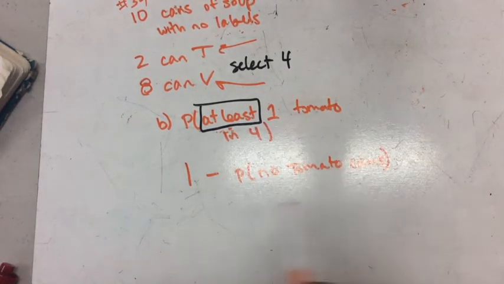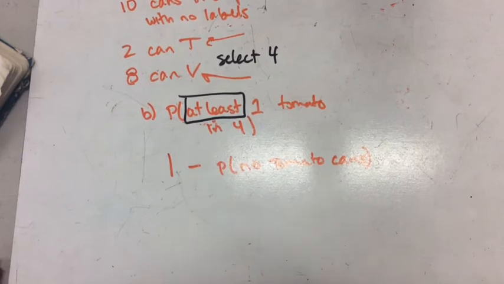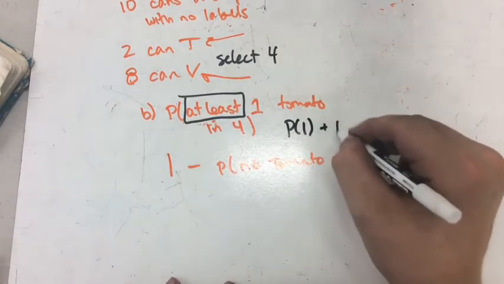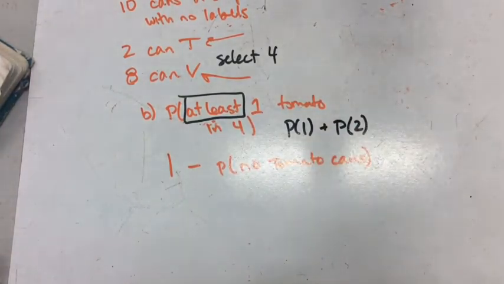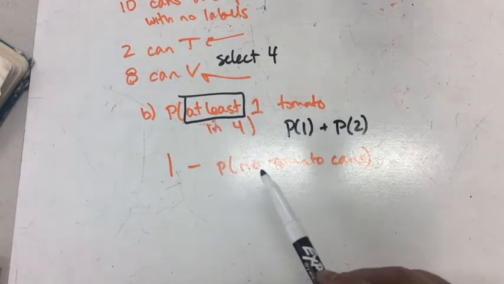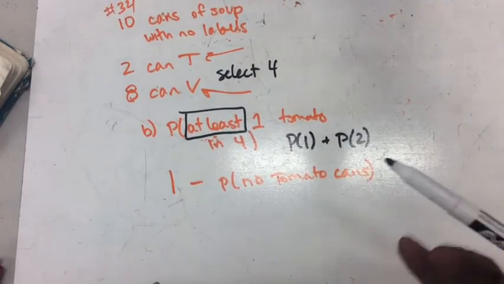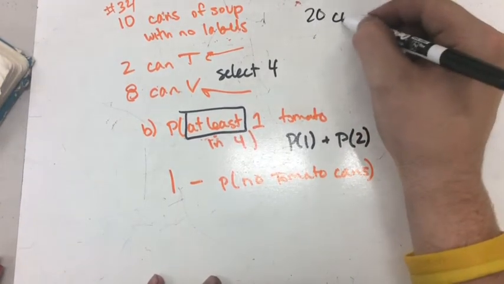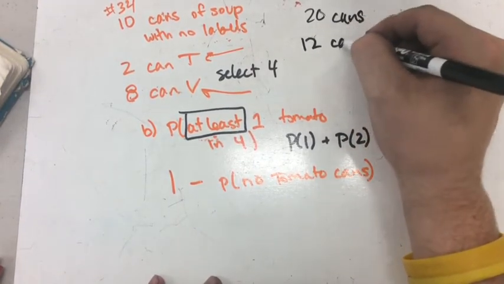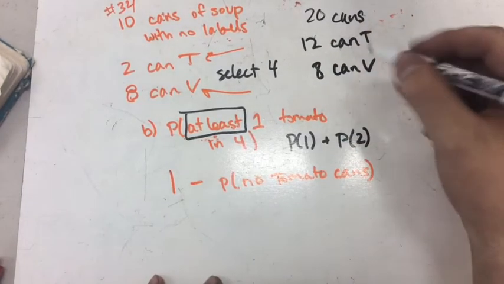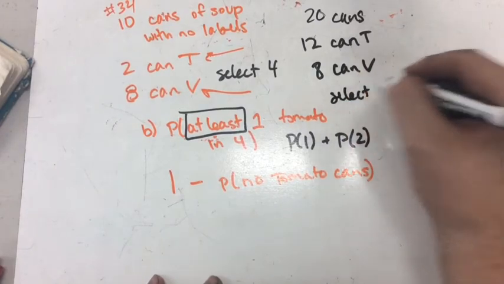Okay, this is the fastest way to do this. There are other options. We could go through and say, what's the probability of exactly 1 tomato can added to the probability of exactly 2 tomato cans? And we could add this together, and this would give us the probability of at least 1 tomato can. But when you start getting into bigger numbers, such as what if there were 20 cans of soup, and 12 were cans of tomato, and 8 were still cans of veggie, and we were selecting, say, 8.